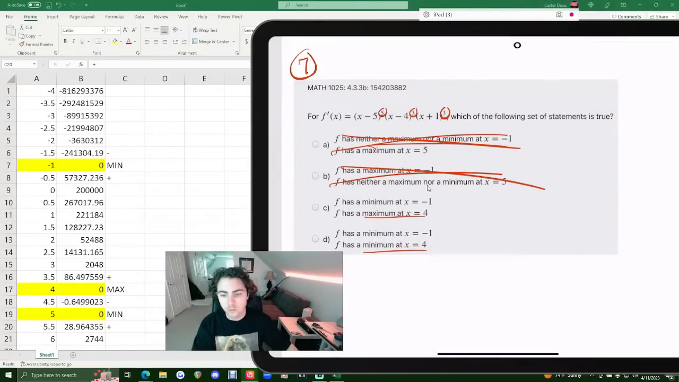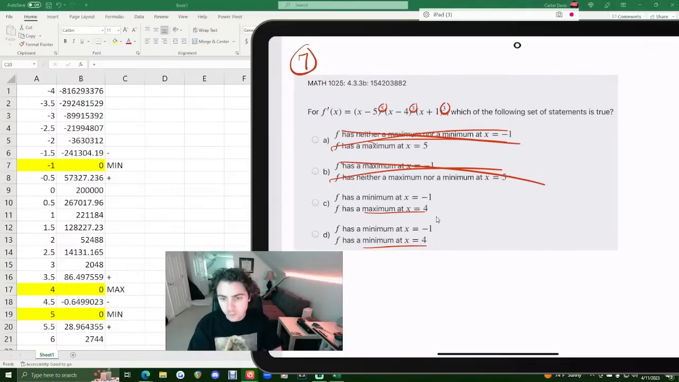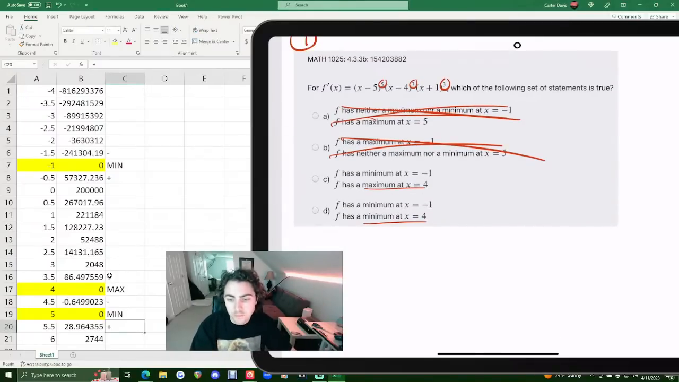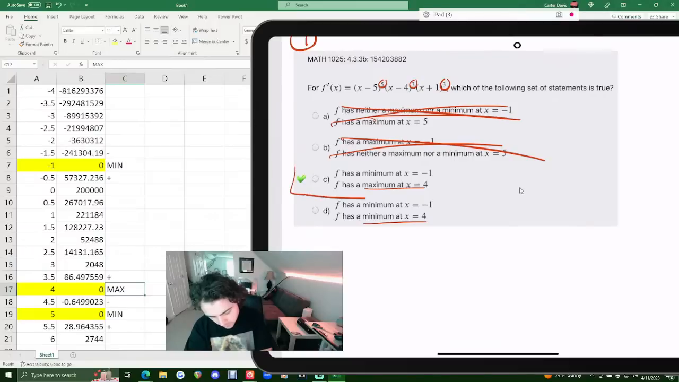So let's answer our question here. Our main concern was what was happening at x equals 4, and we can see that because f prime changed from positive... What the hell is happening? All right. F prime changed from positive to negative from left to right around 4. That means we have a max at 4. So we're looking for C to be our answer here.